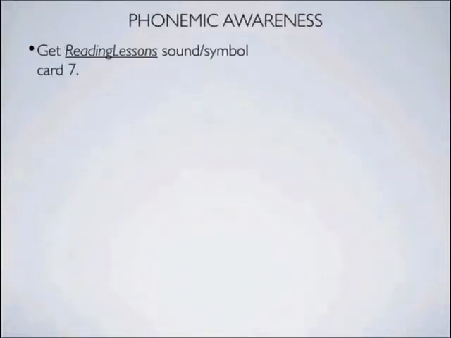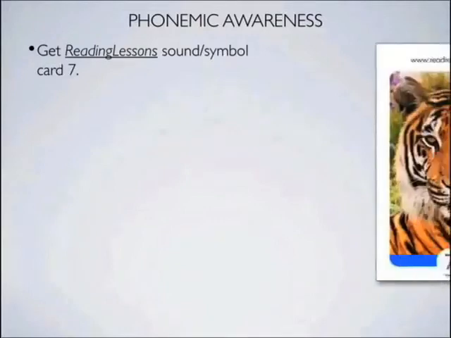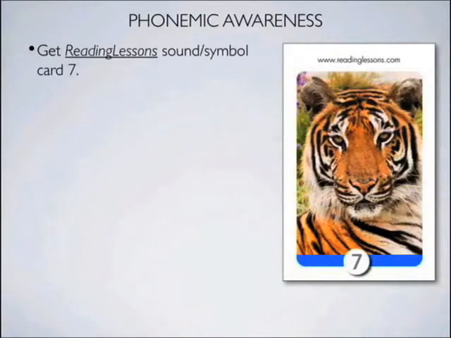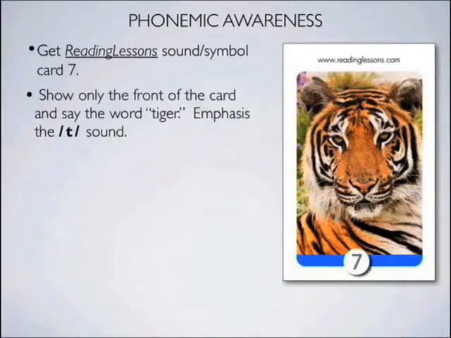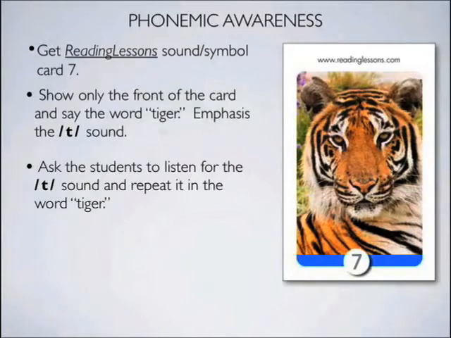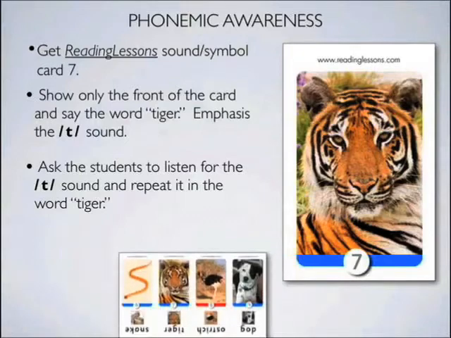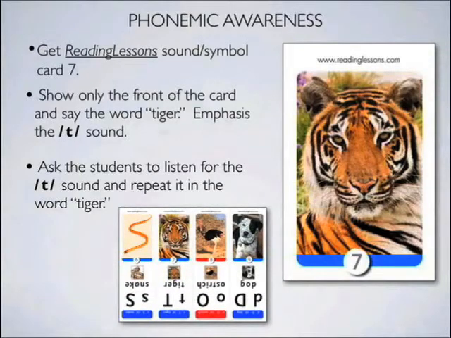Get Reading Lessons Sound Symbol Card number 7. Show only the front of the card and say the word tiger. Emphasize the t sound. Ask the students to listen for the t sound and repeat it in the word tiger. Instructions for making the cards are on the website. Basically, you print, cut, fold, and glue.